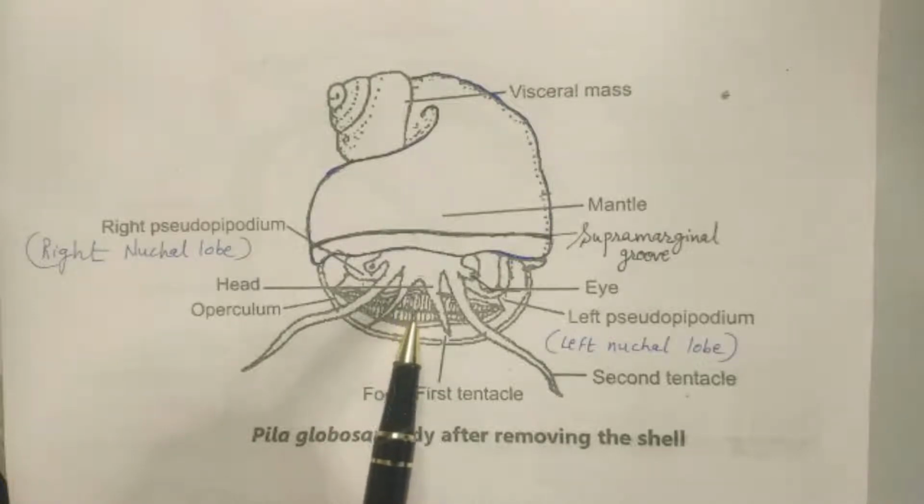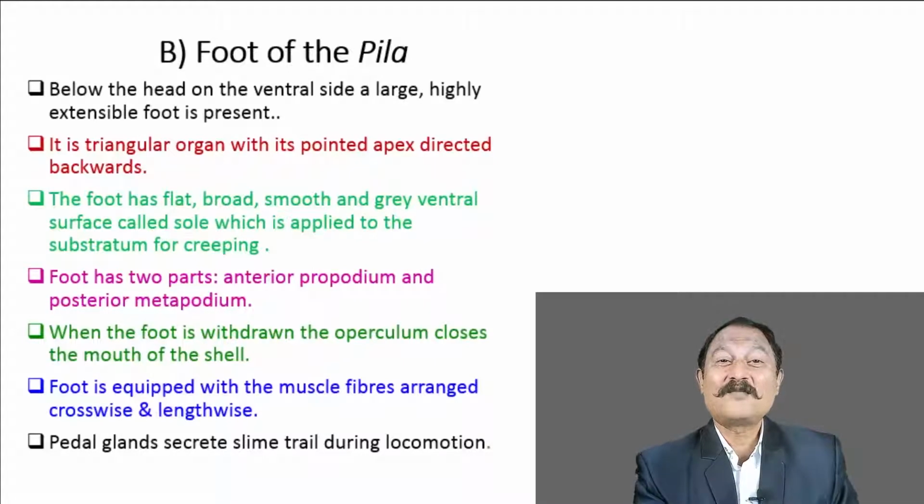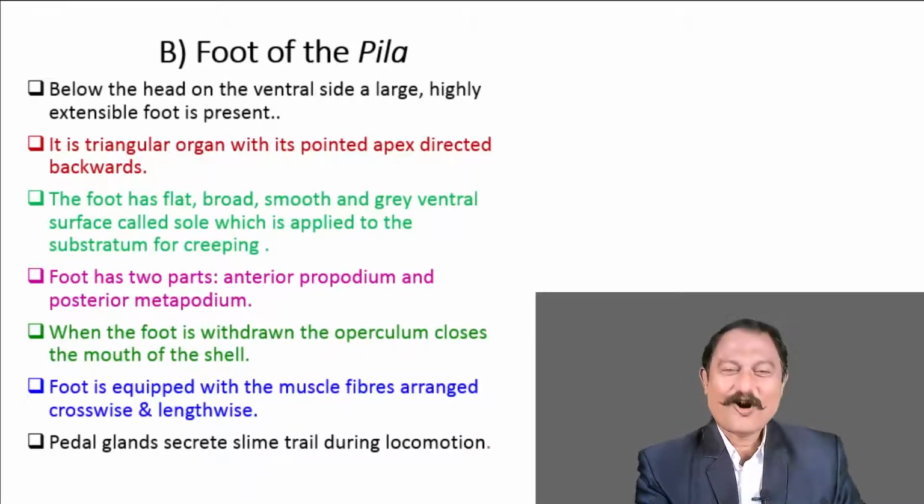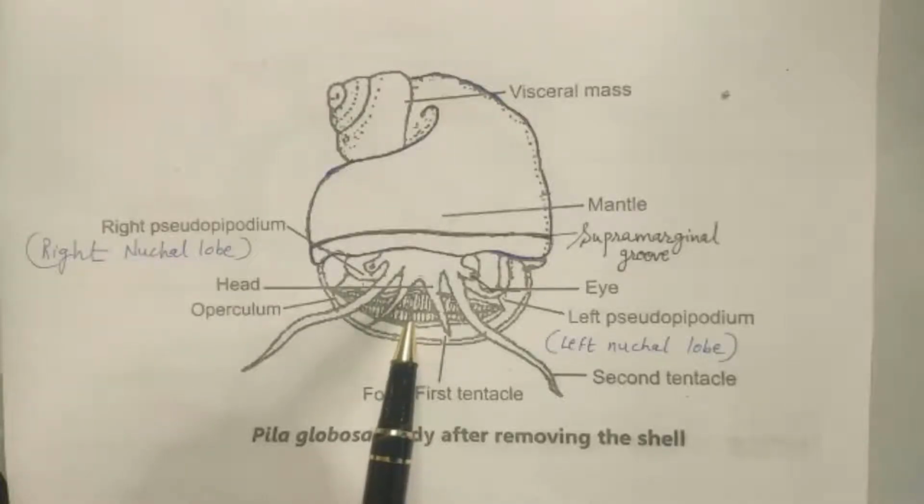When this foot is withdrawn, the operculum closes the mouth of the shell. Means when this foot is withdrawn, at that time the operculum closes the mouth of the shell. Like the door of a house can be closed tightly, like that the operculum shuts. Got it? Why? Because this foot is attached most of the time to the operculum.